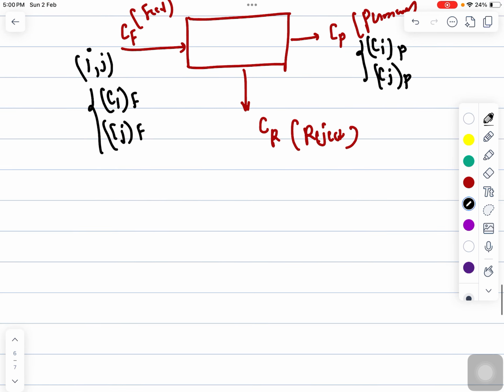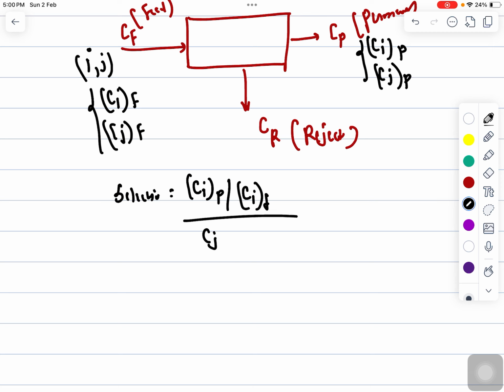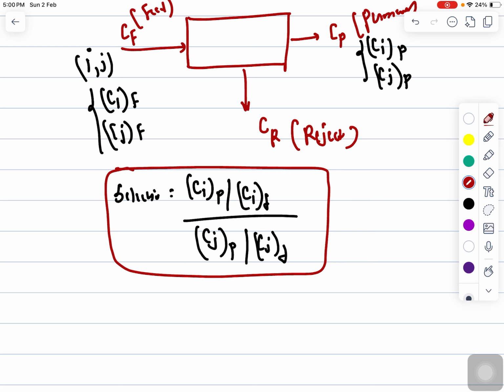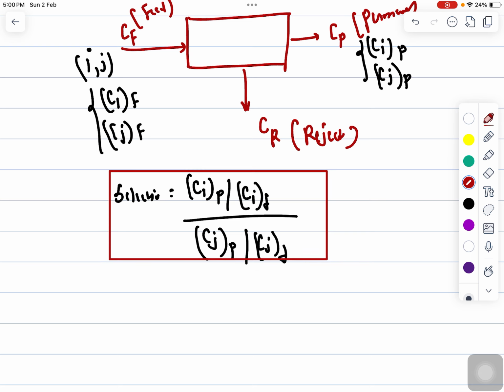So if I want to define the selectivity here, it is the concentration of the ith species in permeate divided by the concentration of the ith species in feed, divided by the concentration of the jth species in permeate divided by the concentration of the jth species in feed. Is that clear? So this is how you can define the selectivity of a particular species transport while using a membrane.